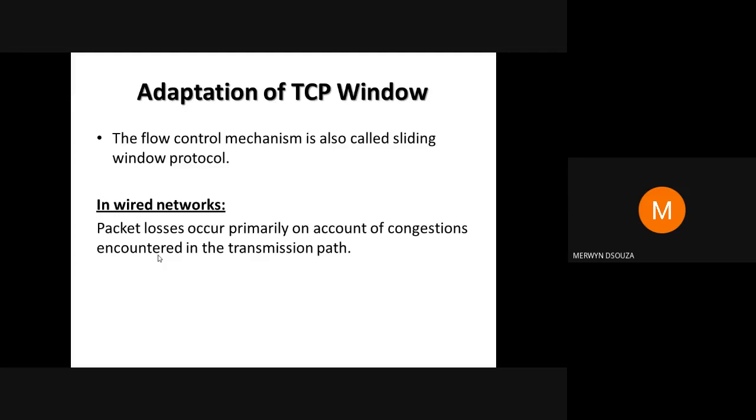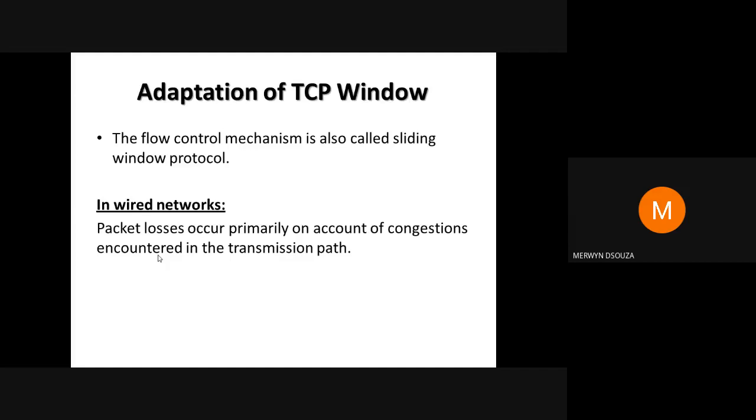Now in our fixed networks, our wired networks, we assume that most of the time whenever a packet is lost, that packet loss is happening due to congestion in the network. So if a packet is lost for whatever reason and the sender has to retransmit it, the sender will assume the packet got lost due to congestion. It will not assume any other reason. So then it will try some congestion control techniques.